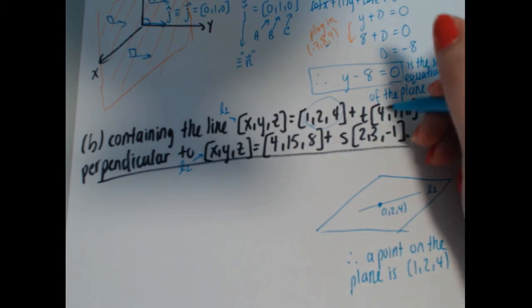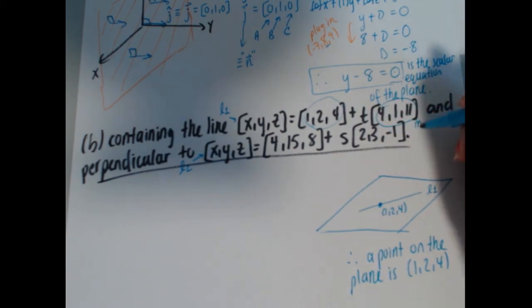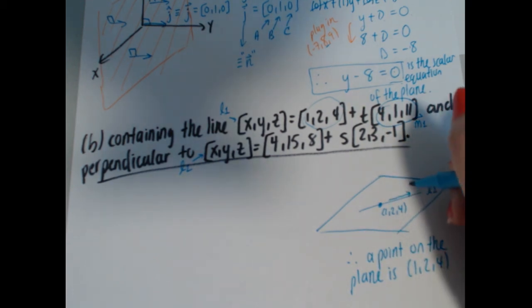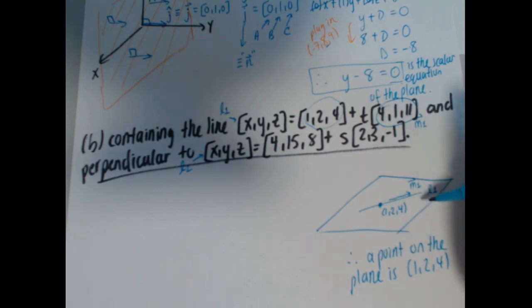That's very important because all I need now is a vector that is perpendicular to the plane. Now, this piece of information here, we can call this M1, the direction vector for line 1. That might be going either up the line or down the line. Regardless, we don't know, but what we do know is that it's in the plane. So that's not a normal vector.